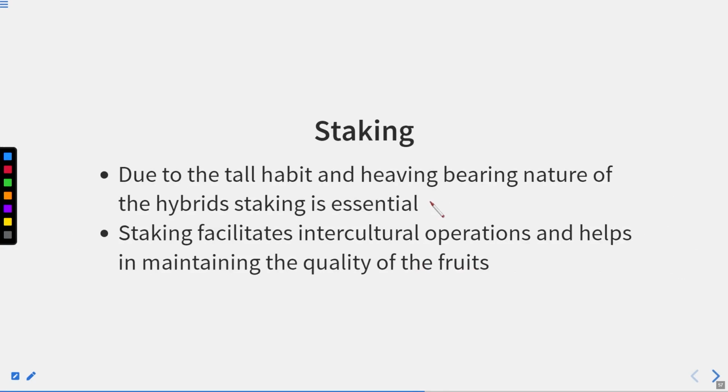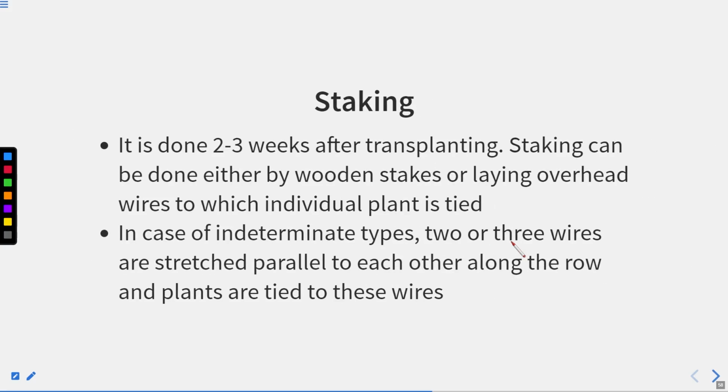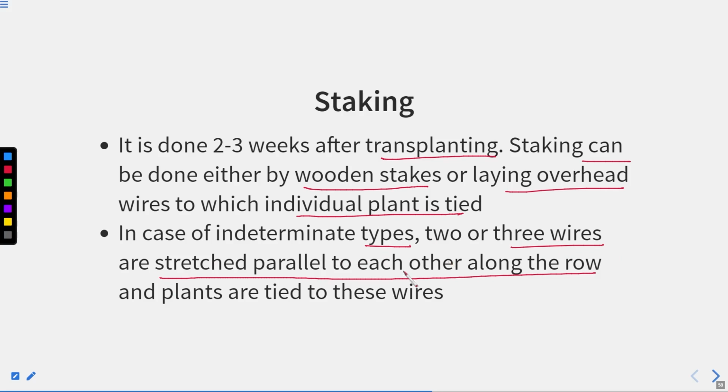Due to the tall habit and the bearing nature of the hybrids, staking is essential. Staking is an intercultural operation and helps to maintain the quality of the fruit. So staking is very important to maintain fruit quality, and it is done 2 to 3 weeks after transplanting. Staking can be done either with wooden stakes or by laying overhead wires to which the individual plants are tied. In the case of indeterminate types, 2 or 3 wires are stretched parallel to each other along the row and the plants are tied to these wires.